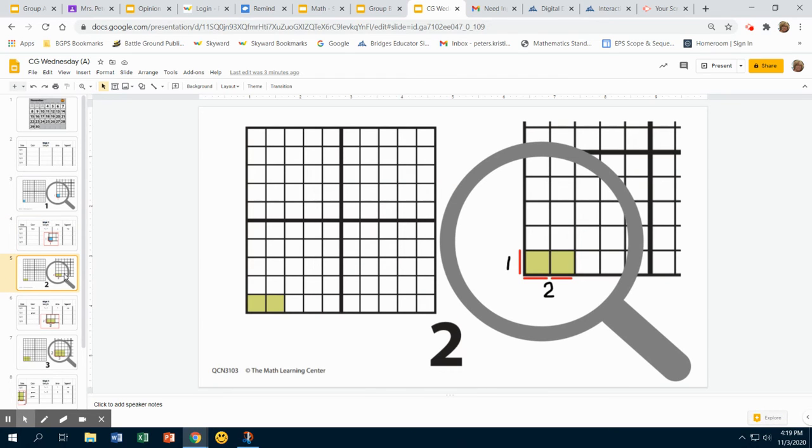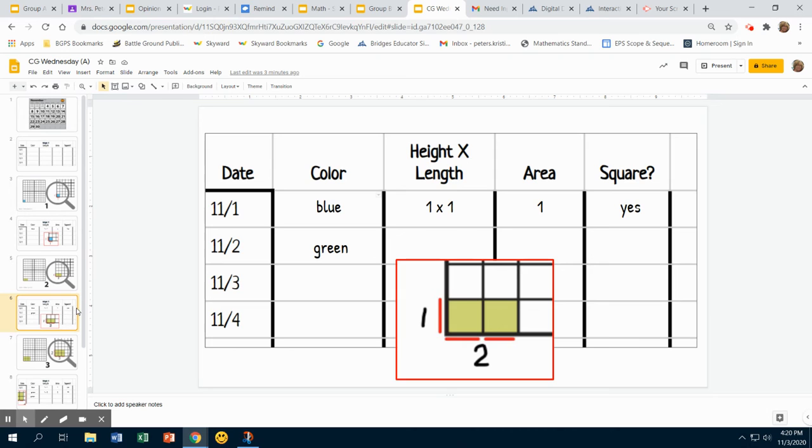Monday was November 2nd. And I want you to think, what is the height? That's the up and down number, how many units. What is the length? That's the across part, the across units. What's the area, or how many square units does it take to make that green figure? And is it a square? Let's do some recording.